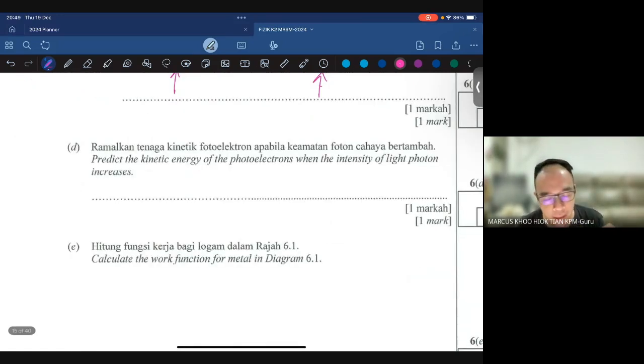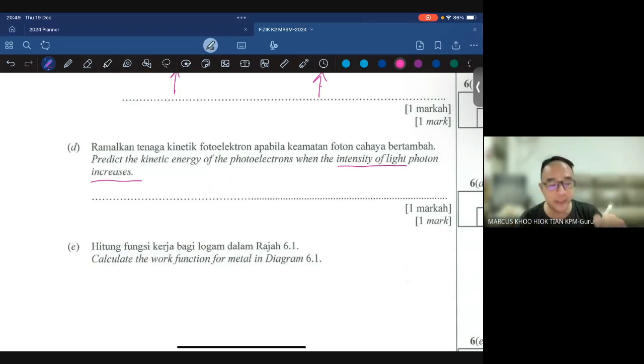Predict the kinetic energy of the photoelectrons when the intensity of light increases. We spoke about this in the previous class. I said kinetic energy depends on the energy of the light, not on the intensity, or depends on the frequency or the wavelength of the light. So it doesn't depend on the intensity. Intensity affects the number of electrons.